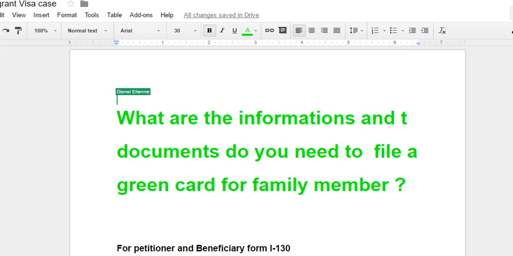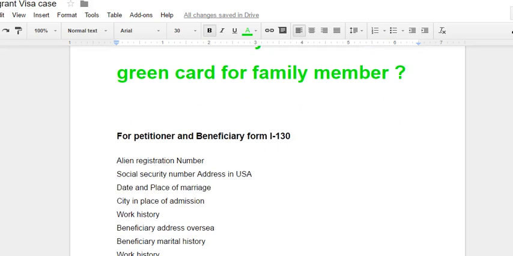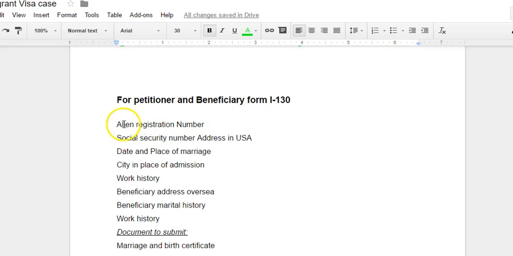So let's say if you are a permanent resident, for the petitioner, they will need the alien number. But if you are a citizen, you don't have an alien number. The information you will need to provide on the form I-130 includes your social security number, your address in USA, then place of marriage if you're married.